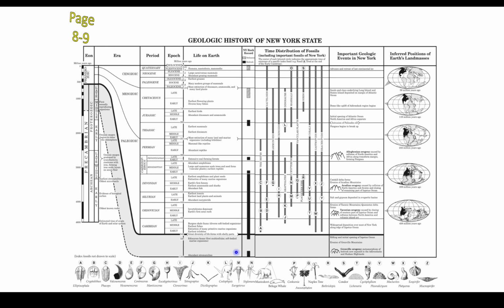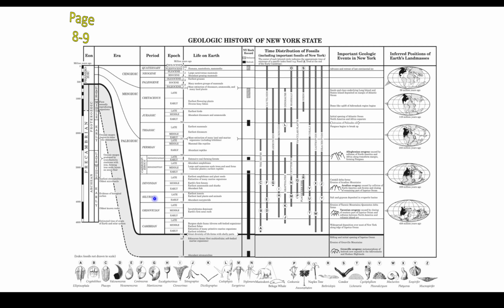The first one, what time period did Cooksonia fossil occur? So we find Cooksonia down here. Cooksonia here looks like a plant. Index fossil P. So we need to find index fossil P here and then follow it over to the time period, which would be the Silurian time period.